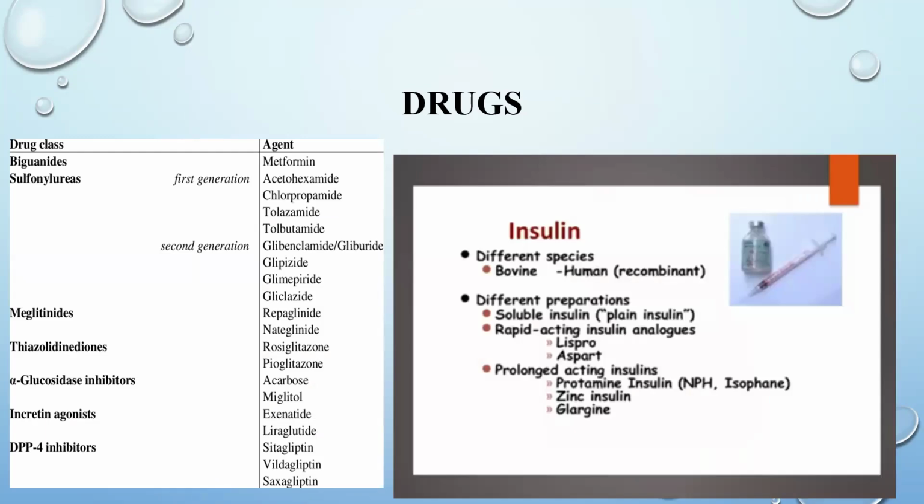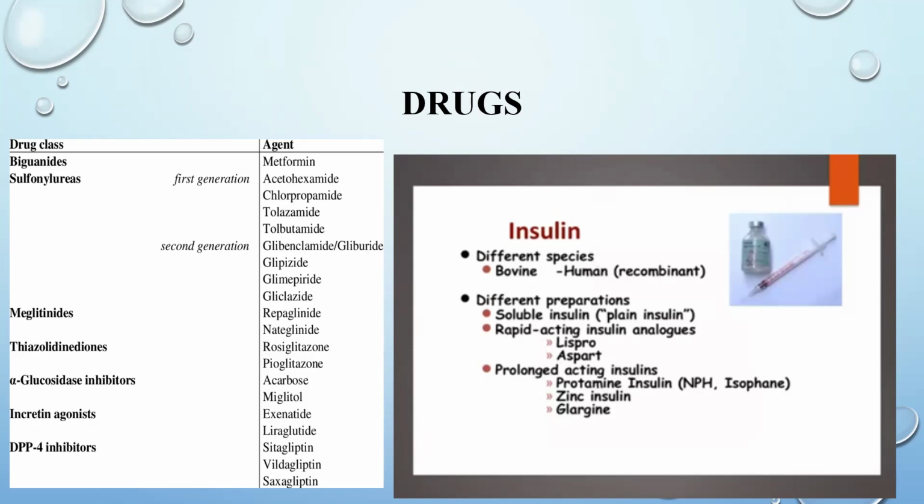For the drugs, the oral hypoglycemics, the most common drugs used are biguanides, metformin, and the first and second generation sulfonylureas, including glibenclamide, glipizide, glimepiride, while other drugs are meglitinides, thiazolidinediones, alpha-glucosidase inhibitors, incretin agonists, and DPP-4 inhibitors.